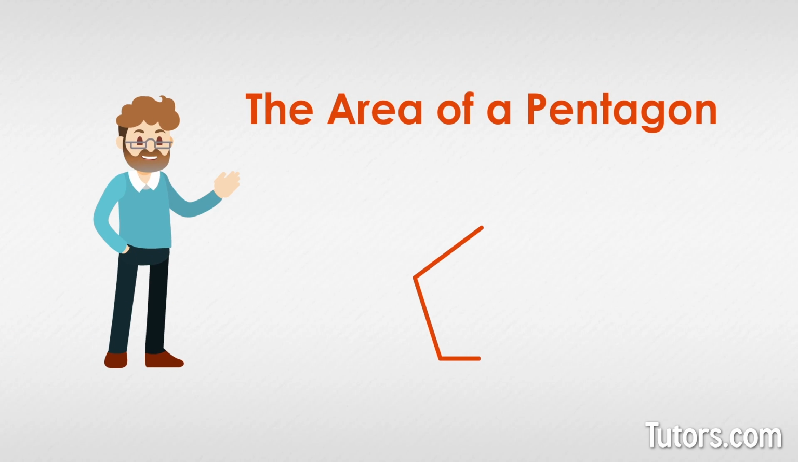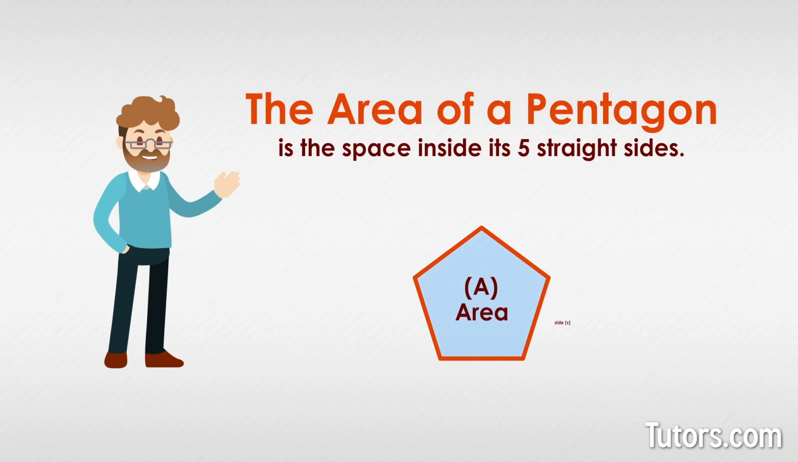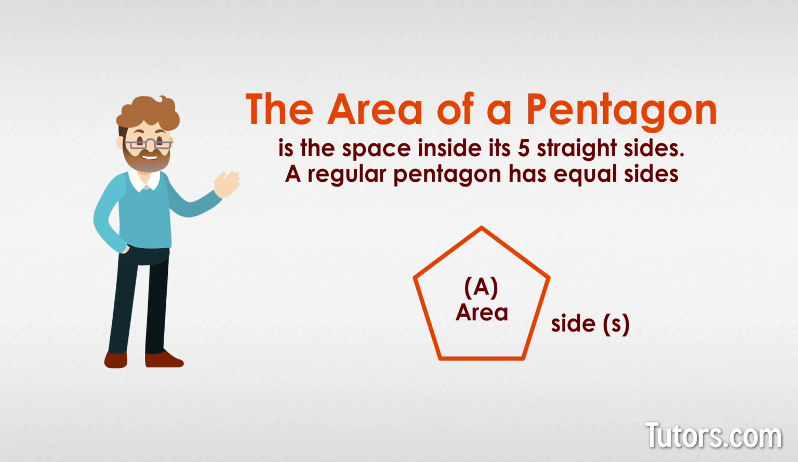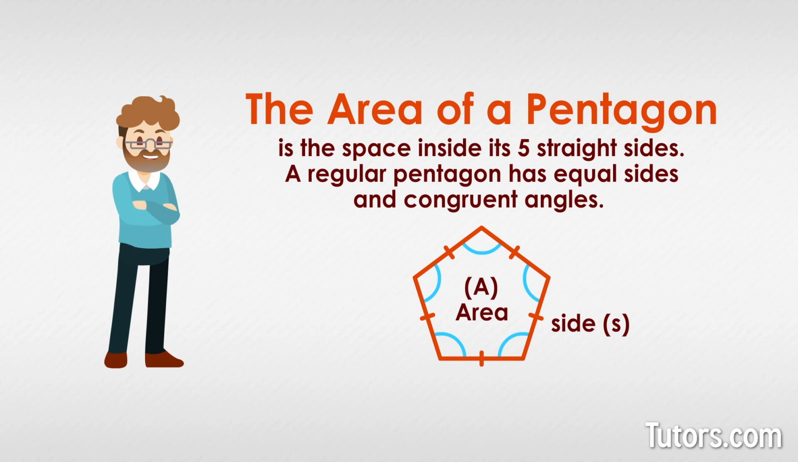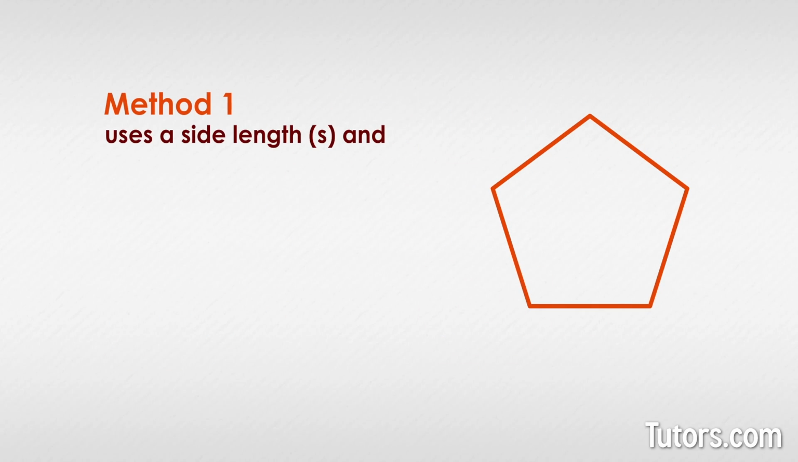The area of a pentagon is the space inside its 5 straight sides. A regular pentagon has equal sides and congruent angles, and there are a couple of methods you can use to calculate the area of a regular pentagon. One method uses a side length and length of the apothem.